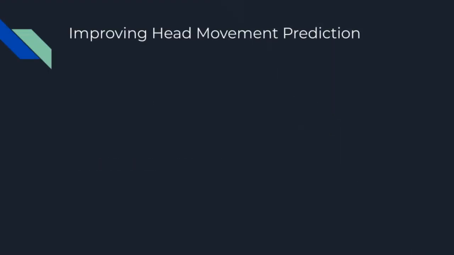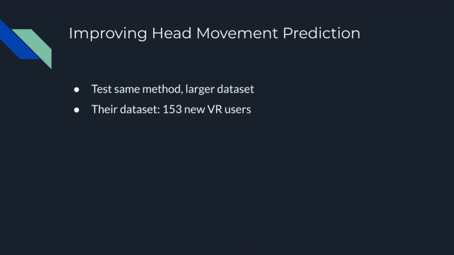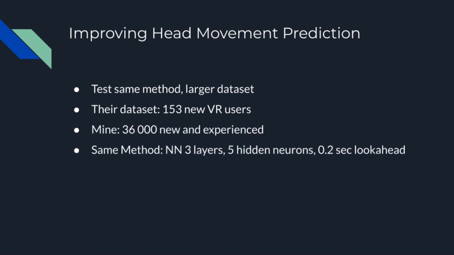So first I looked at improving the first method, head movement prediction. The only thing that stood out to me from that first study was that their data set was relatively small. So I thought, let's just do the exact same method on a bigger data set, see what happens. So that's what I did. A neural network, 3 layers, 5 hidden neurons, 0.2-second look ahead, and the result was about 20% lower than theirs.